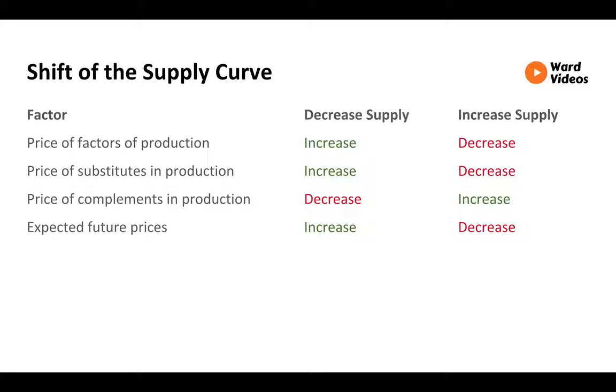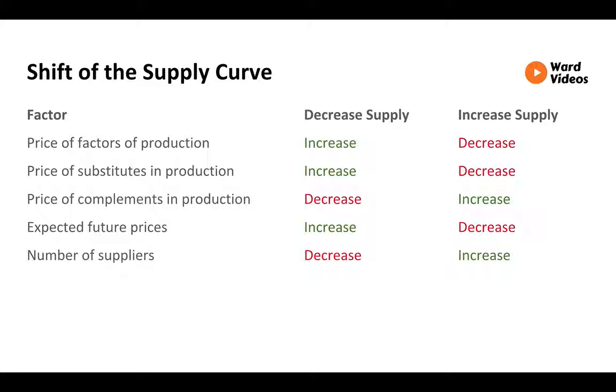Expected future price. How much is it predicted to sell in the future? If it is meant to increase in the future, firms don't want to supply it now, so supply now will decrease. However, if price is meant to decrease in the future, then firms will want to make it now. Remember, firms want to maximize their money.